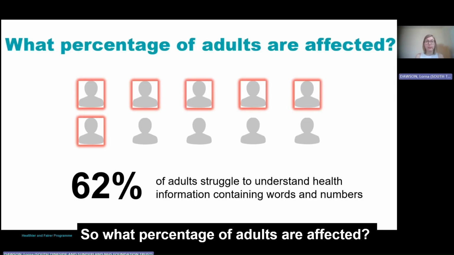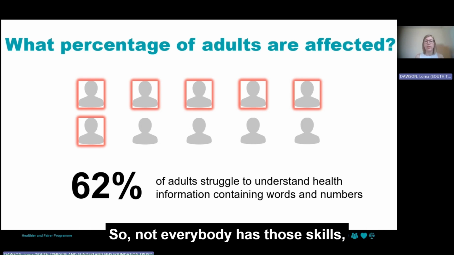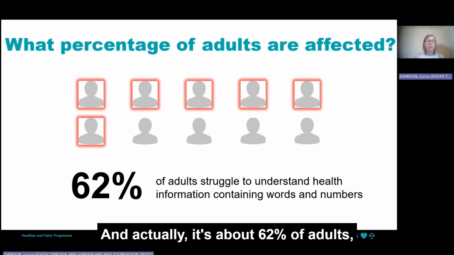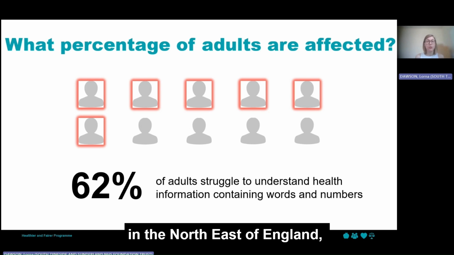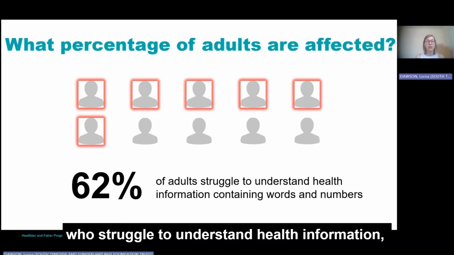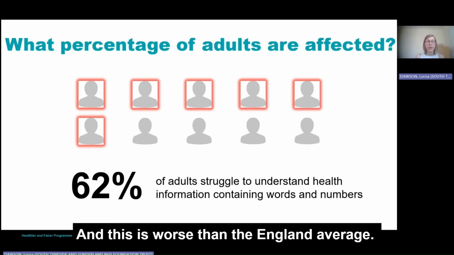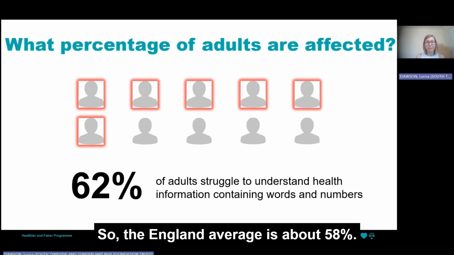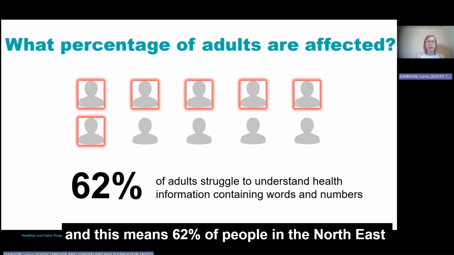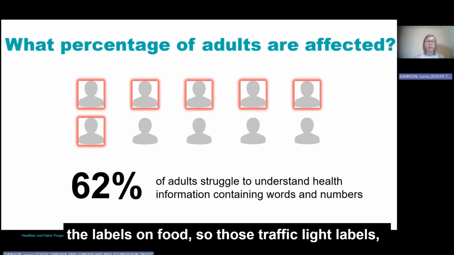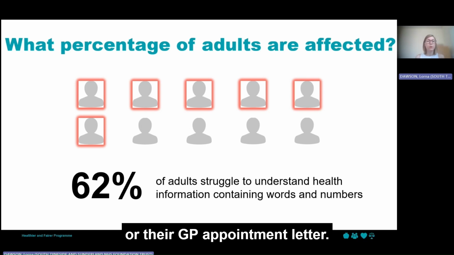So what percentage of adults are affected? Not everybody has those skills to be able to do all those different things. And actually, it's about 62% of adults in the northeast of England who struggle to understand health information that contains words and numbers. And this is worse than the England average. So the England average is about 58%. And this means 62% of people in the Northeast might struggle to understand the labels on food, so those traffic light labels, or their GP appointment letter.